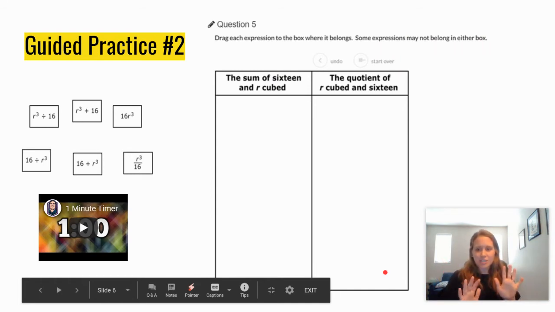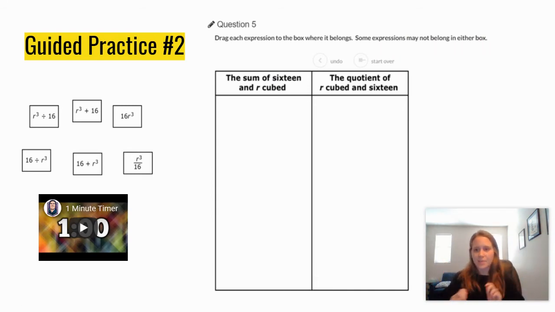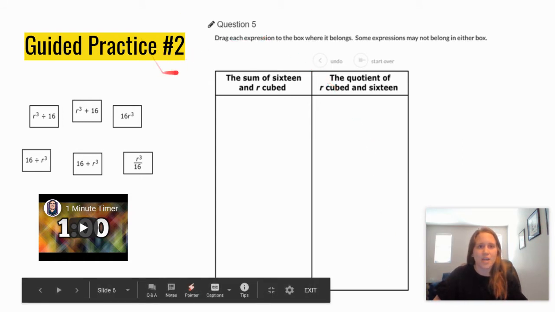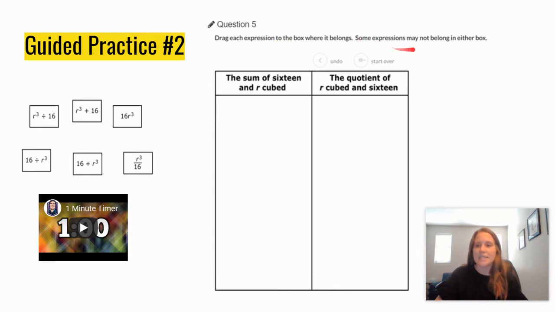I'm excited for this question because it's drag and drop, and I figured out how to put it on my Google slide. So I'm excited. Here we go. Guided practice question number 2. We're going to drag each expression to the box where it belongs. Some expressions may not belong in either box. So we're looking at these 2 column headings, and we're looking at which of these expressions, maybe more than one, belong or are contained in each section.